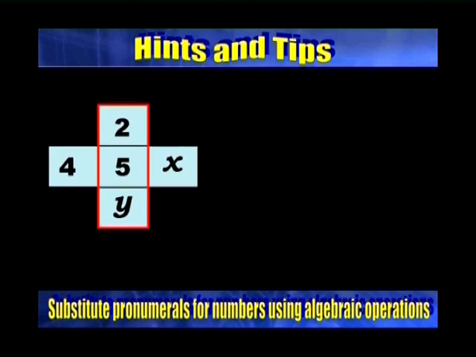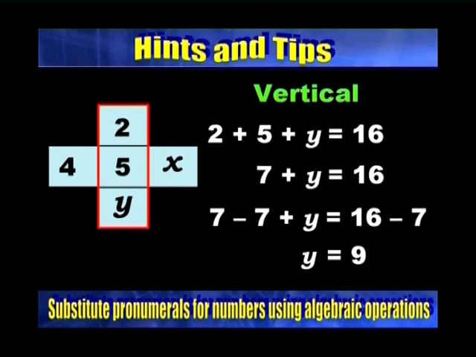Now, let's find the value of y in the vertical line. 2 plus 5 plus y. Remember, the total is 16. So 2 plus 5 plus y is equal to 16. 7 plus y is equal to 16. Again, we subtract 7 on both sides. 7 minus 7 plus y is equal to 16 minus 7. Y is equal to 9. So the value of y in the vertical line is equal to 9.